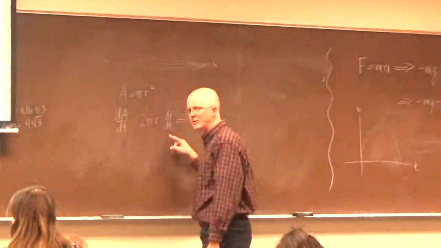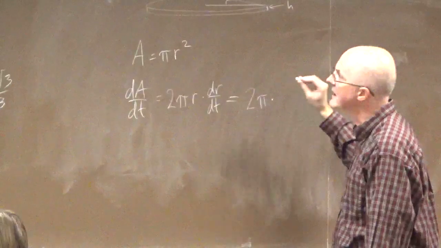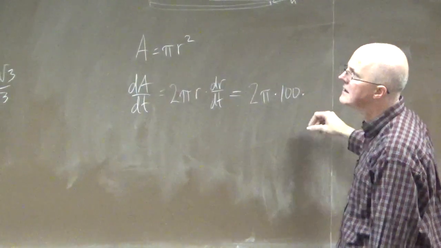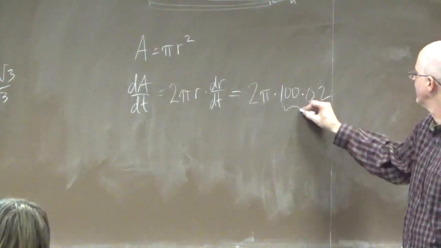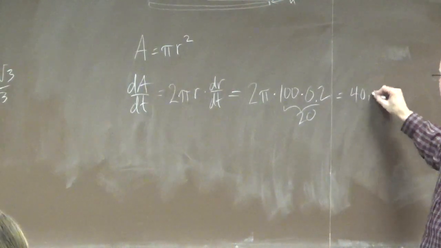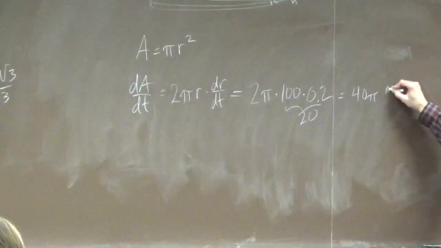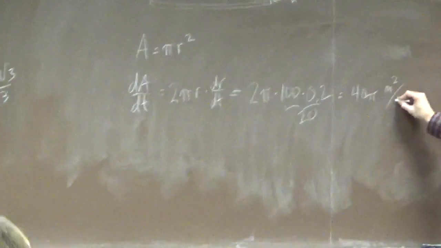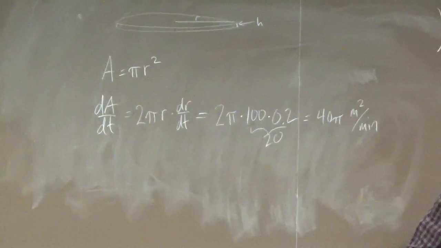You always want to make sure you do the derivative first before you plug the numbers in. Don't plug the numbers in too early. This, in exact form, would be 40 pi. It's an area, square meters per minute. And 40 pi would be in the ballpark of 120 something.